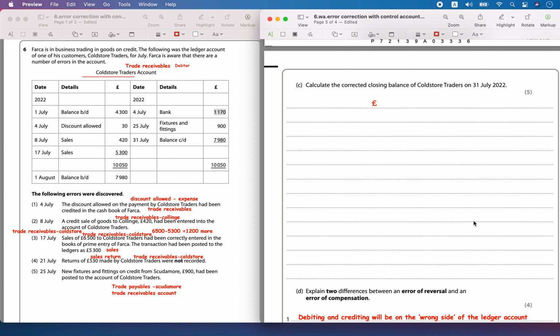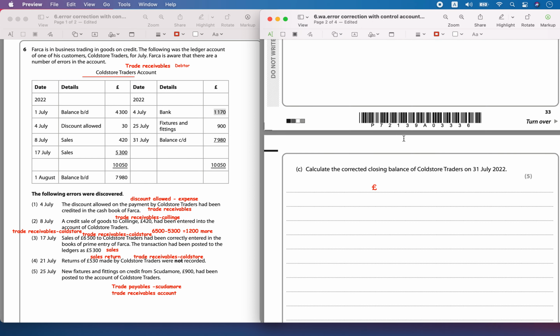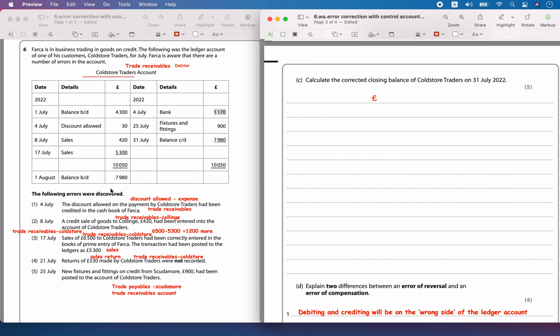Hello, today we are going to solve October 2022 paper question number 6 part C, cold store traders account. Calculate the corrected closing balance of cold store traders on 31st July 2022. For this account there were some errors and we had prepared journal entries. Now we are supposed to correct the closing balance.